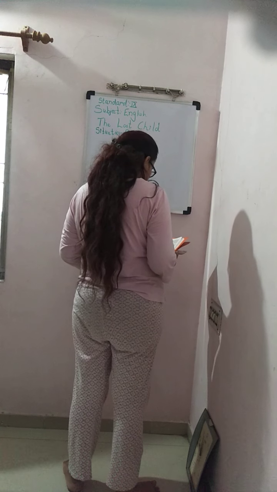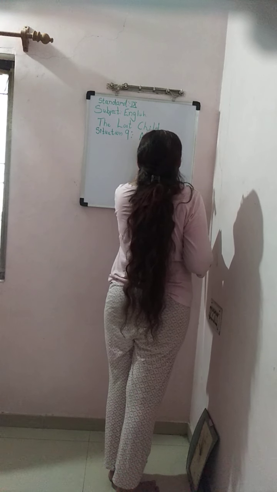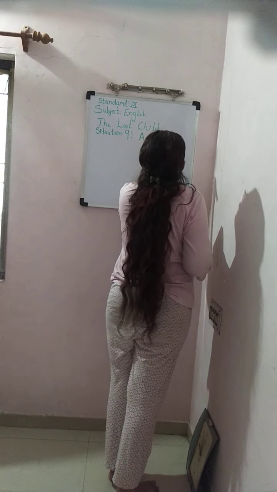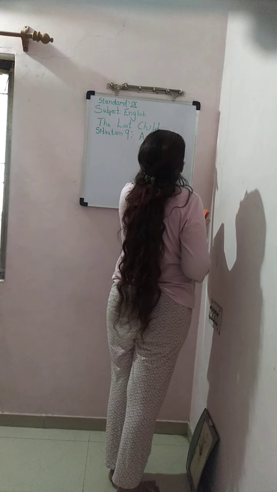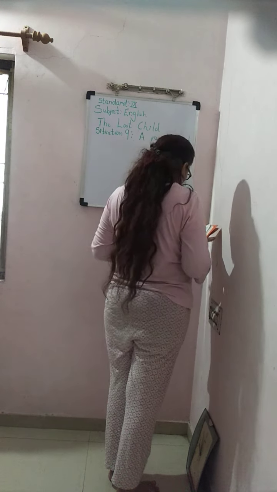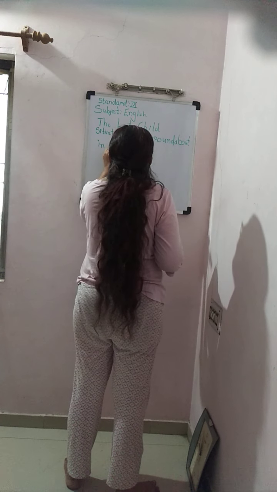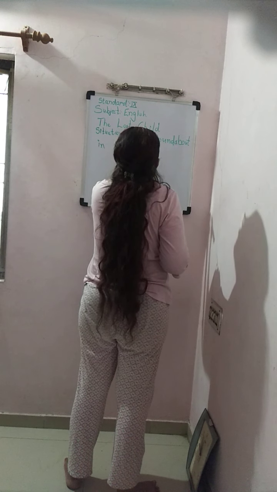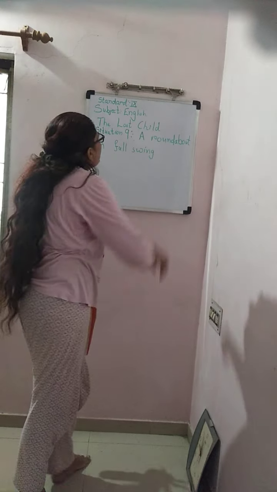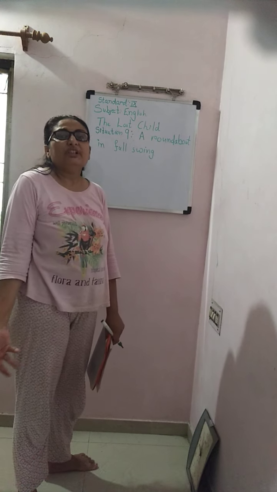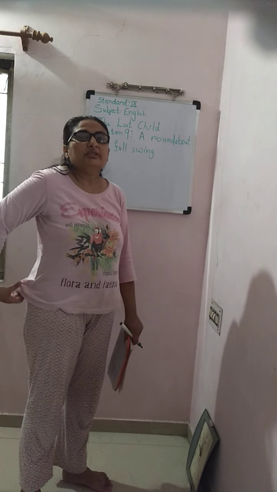Situation 9, a roundabout in full swing. There was a roundabout in full swing. People were enjoying with their family and children, and the child was attracted towards the roundabout.